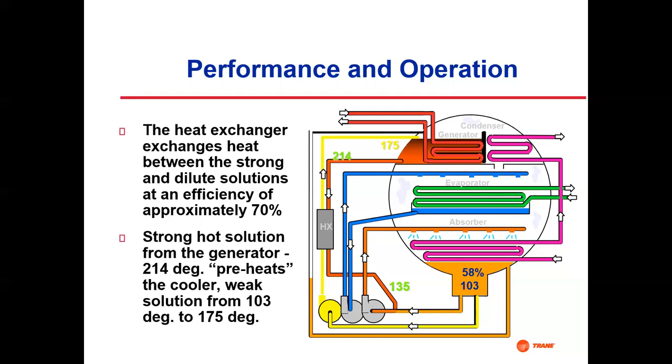So we're showing 214 out of the generator. We're showing 135 out of the heat exchanger. I believe that's 130, though it's hard to tell what they mean that 135 to be. I suspect that's probably it. We're going from 103 up to 175. So you get some idea of what the temperature is like. These are Fahrenheit.